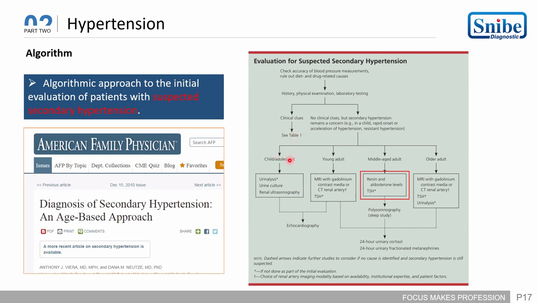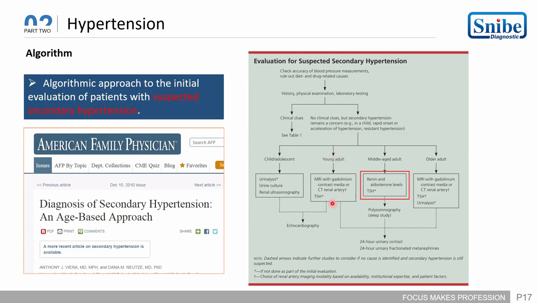For the clinical clue, see Table 1. In children or adolescents, urine analysis, urine culture, and renal ultrasonography help to investigate further with echocardiography. If there is no clinical clue but secondary hypertension remains a concern, consider rapid onset and acceleration of hypertension, or resistant hypertension in a young adult.